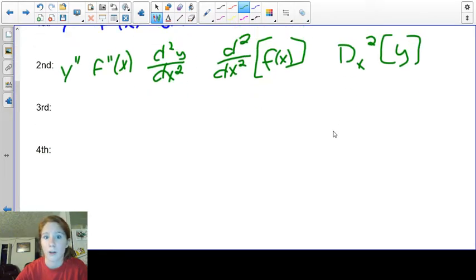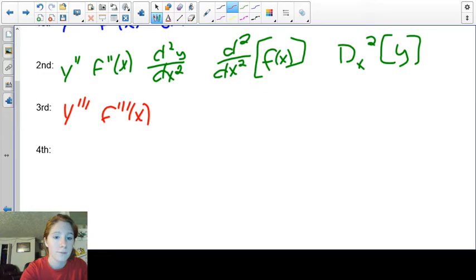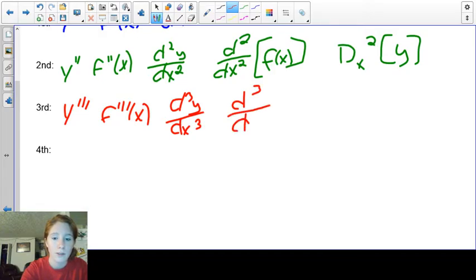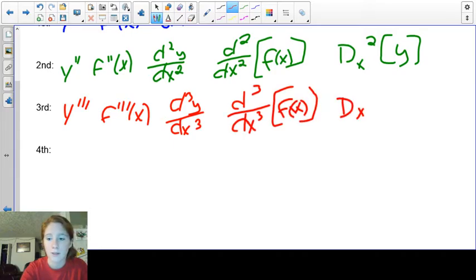So let's talk about the third term. Here's the third degree. Third derivative, you know, that too. We have y triple prime, f triple prime, d cubed y over dx cubed. We have d cubed over dx cubed of f of x. And we have dx cubed of y.